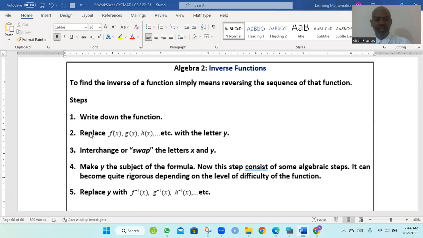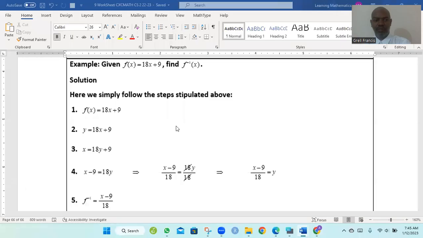Step number 2 says to replace the notation f of x with the letter y. So let us do that. As you can clearly see in step number 2, the notation f of x is replaced by the letter y. So now you have y is equal to 18x plus 9. So write this down.